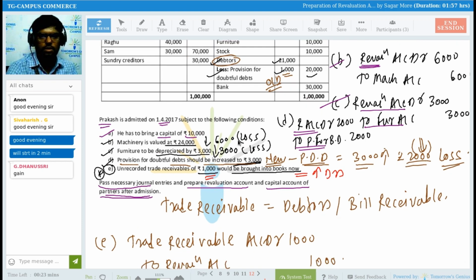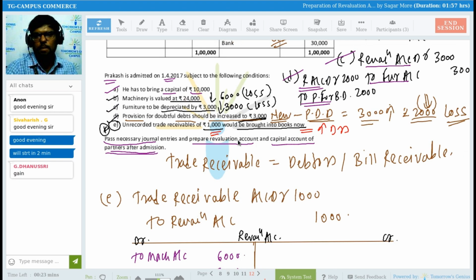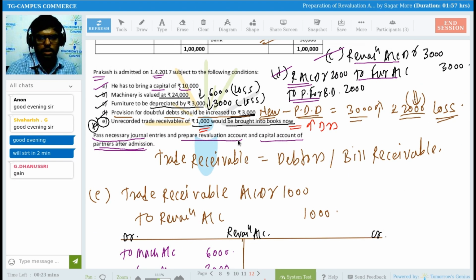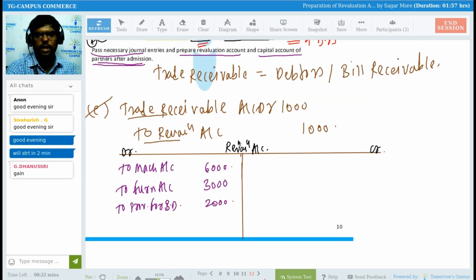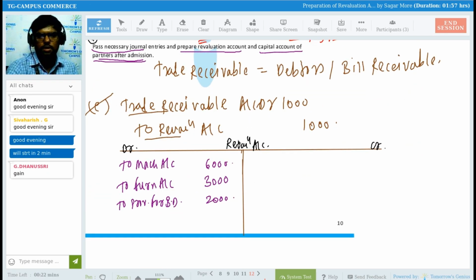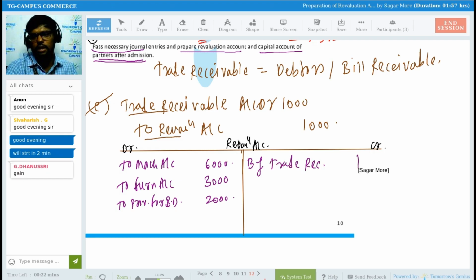Okay, after D, next is E. So we pass the E journal entry. Trade receivable account debit to revaluation account. Revaluation account credit. Yes, credit. By trade receivable, 1,000 rupees, right? So we are done.